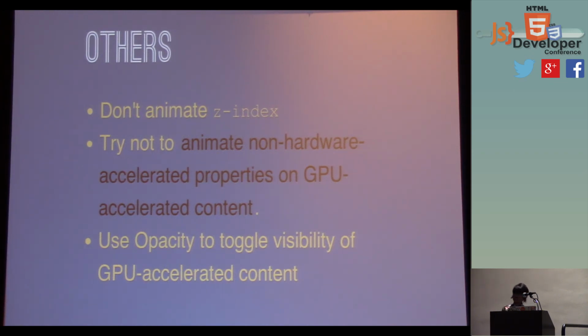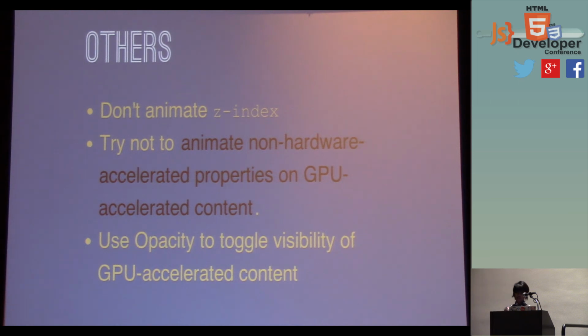And then, as I just mentioned, don't try to animate non-hardware accelerated properties on GPU accelerated content. So Arya, who is also giving a talk soon, wrote this great article on this very topic, which explains exactly what happens. And finally, a lot of times you may find yourself wanting to show and hide 3D transformed elements or GPU accelerated content in general. Typically how you would do it is just display none and display block, or just add a class name, or sometimes visibility hidden and visibility visible.